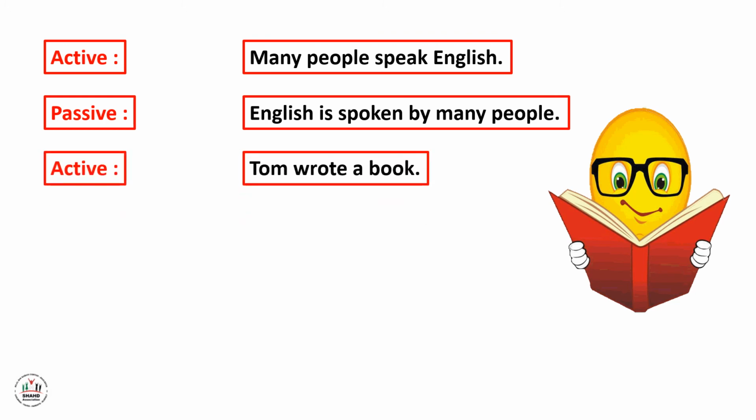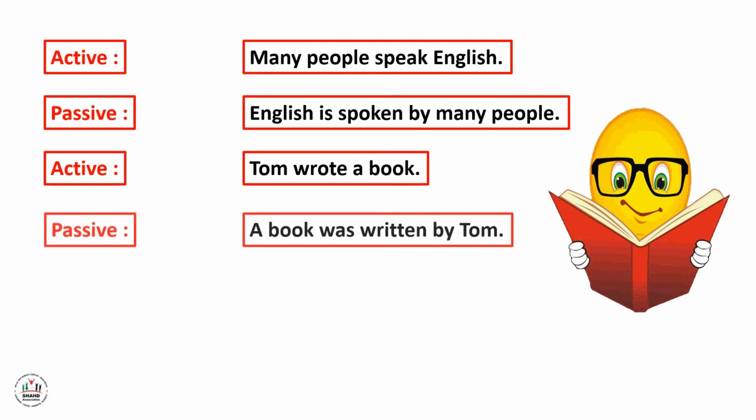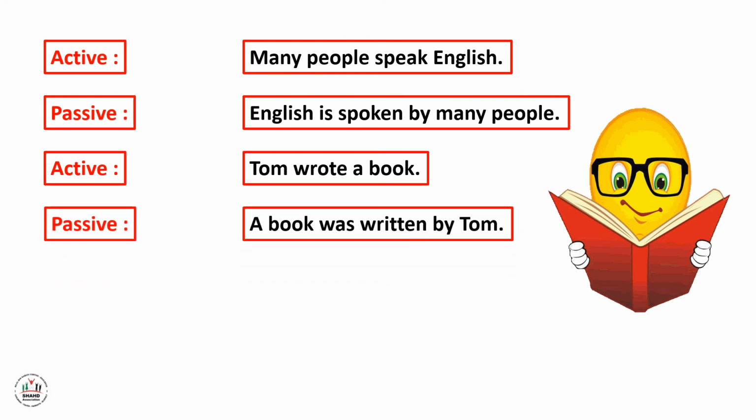Tom wrote a book. A book was written by Tom. We use was because book is a singular noun and the tense of the sentence is past tense.